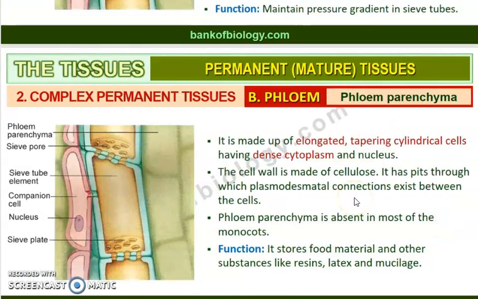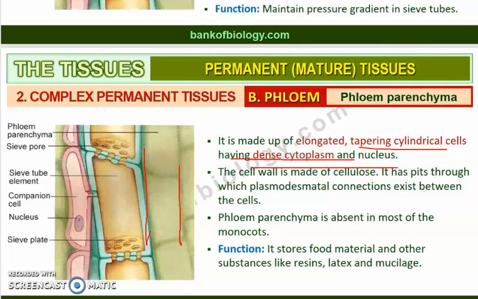So now let us learn about phloem parenchyma. It is made up of elongated, tapering, cylindrical cells having dense cytoplasm and nucleus. How is it made up? It is made up of elongated cells. You can see again it is elongated, and they have tapering cylindrical cells having dense cytoplasm and nucleus. So they are elongated, tapering cylindrical cells and have dense cytoplasm and nucleus.